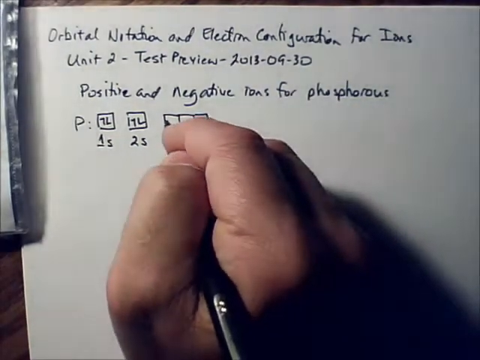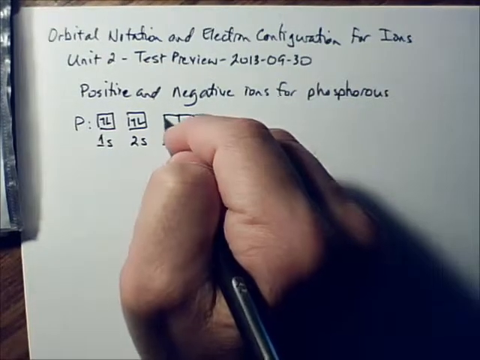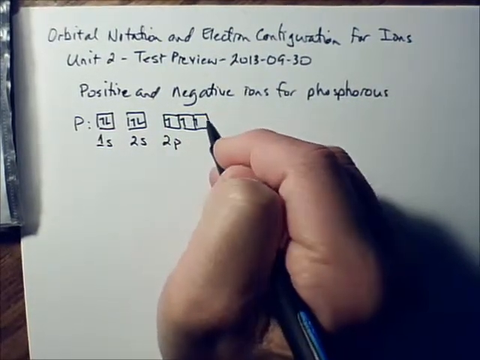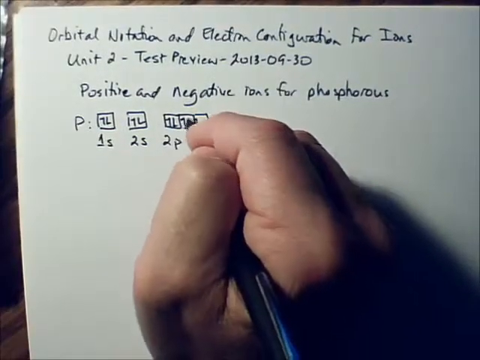Since we're going to completely fill that, we're going to put 1 electron in each of the boxes, and then we're going to go back and pair them up until we get all we need. Well, we need all 6 here, so we're going to completely fill those.